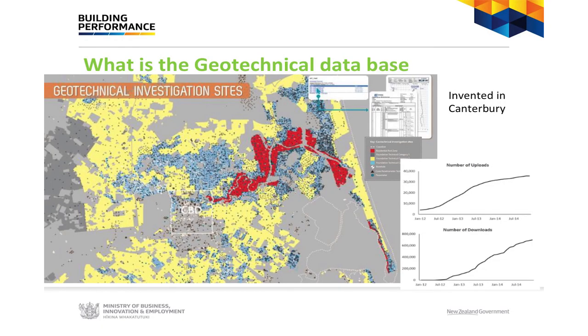So that's what the geotech database looks like. You won't be able to count the number of points on there because there's somewhere in the region of 40,000 in the Canterbury area. The graphs on the side show that the upload is standing at 40,000 and that the downloads are running at 800,000. So geotech people have been in there 800,000 times since the database was set up. It's been running for a couple of years now. And as I say, that's about to be nationalised.